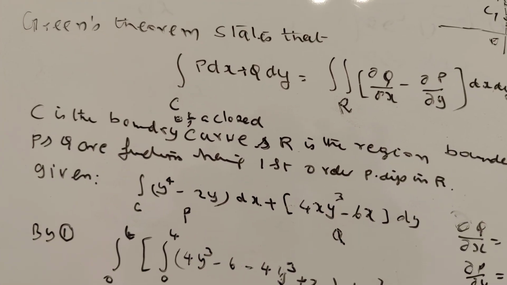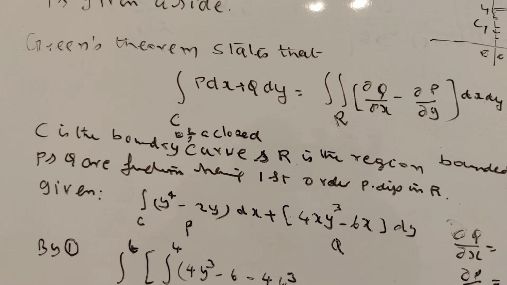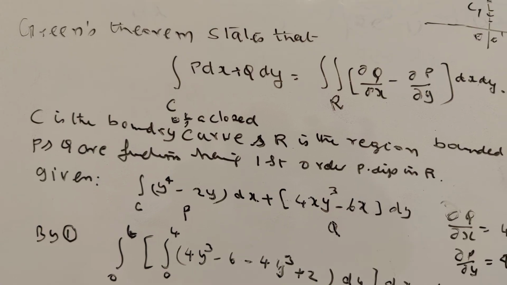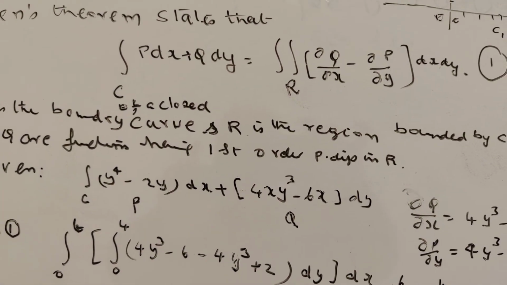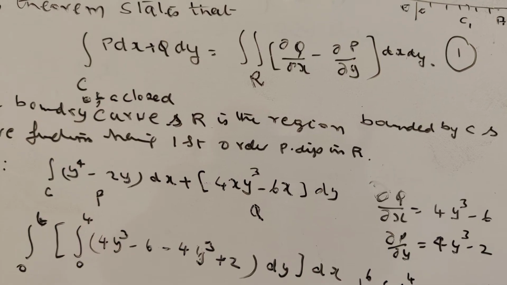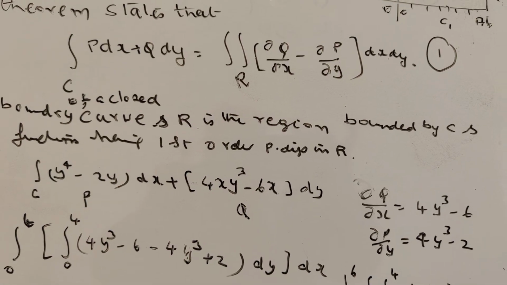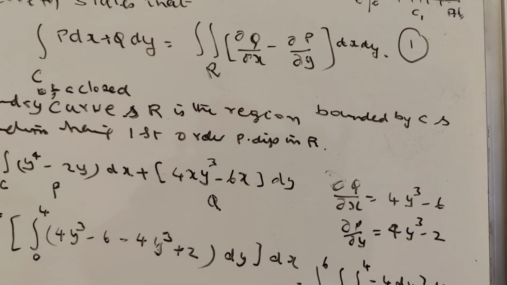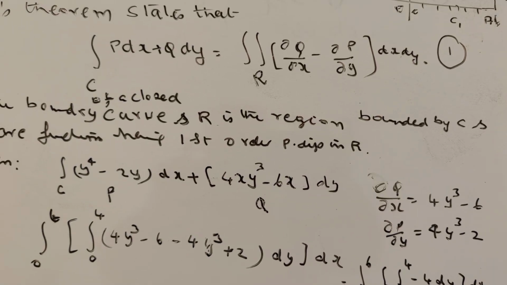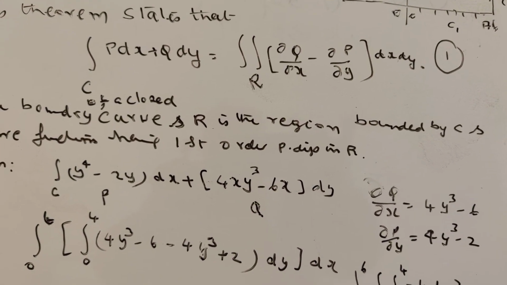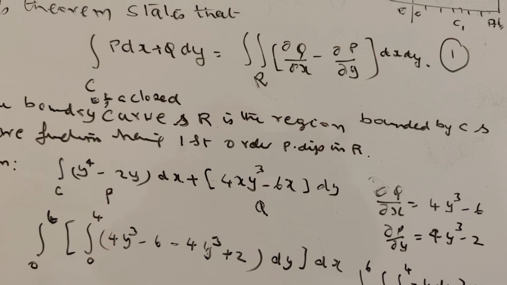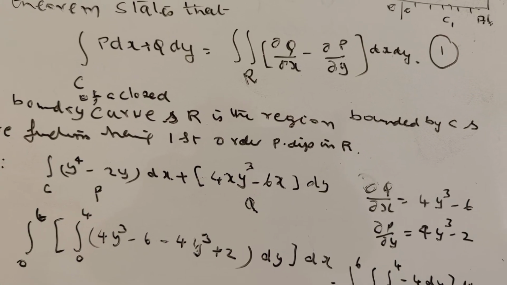Let me first give a small explanation of Green's theorem. Green's theorem states that the integral over C of P dx plus Q dy is equal to the double integral over R of (dou Q by dou x minus dou P by dou y) dx dy. Here C means the closed curve that is bounding the region R.